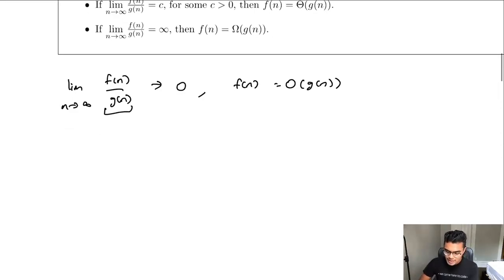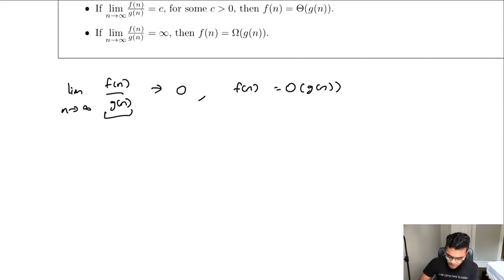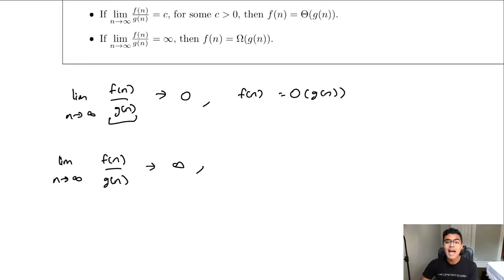Similarly, if I did omega first, I would see that if I take the limit as n approaches infinity of f of n over g of n, and this went to infinity, what does this mean? Well, this is essentially saying that f of n is far greater compared to g of n. So as my input n scales, the runtime of f of n is at minimum g of n, but f of n is obviously much larger. So this would imply that f of n is equal to omega of g of n.